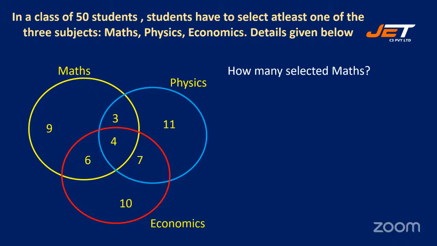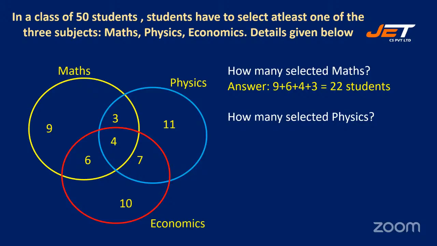How many selected maths? You should fully add the math circle. Yes, I hope you all are giving me the answers. So 9 plus 6 plus 4 plus 3. That's what I told you. How many selected maths means add all the numbers which come under the math circle, which is 22 students.